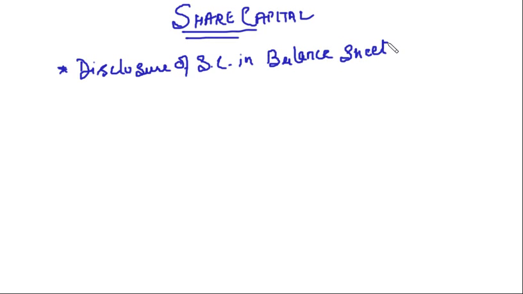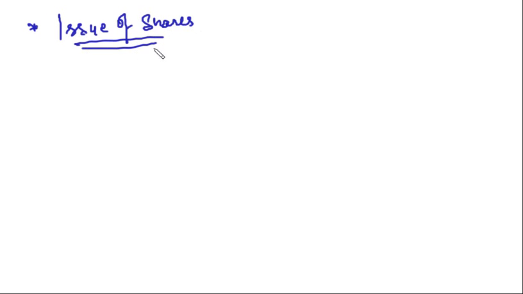Now we are moving on to the accounting part of issue of shares. How to pass the accounting entries for issue of shares. So in this lecture, what we are going to discuss is about issue of shares. Right? Now this issue of shares can be of two types basically. First one is private, the other one is public, right?